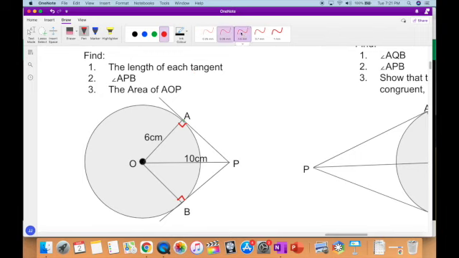The next thing that we learned is that if I have two tangents that meet at a point, they are going to be equal length. So that means that I don't have to go and find the length of each tangent. I just have to find the length of one of the tangents, and then it'll be equal to the other one. So how do I find the length of this tangent over here?